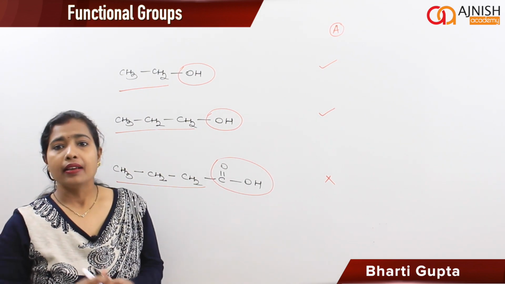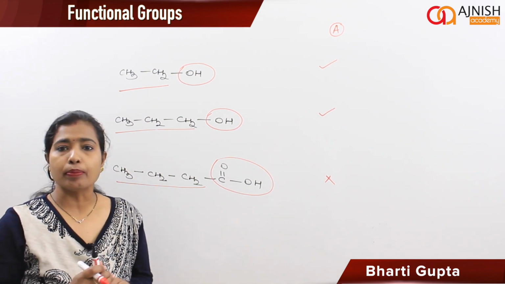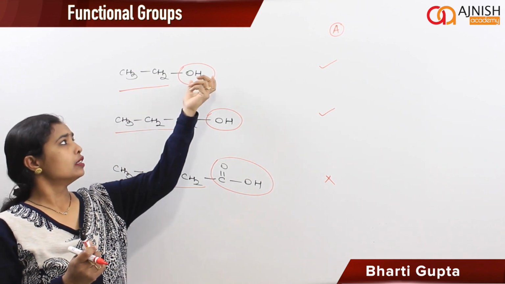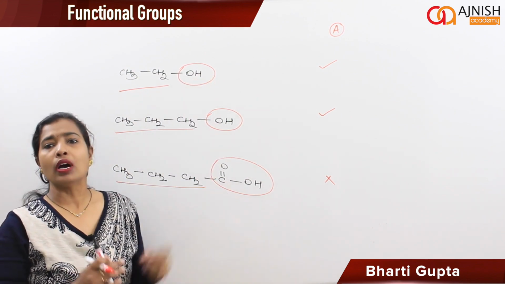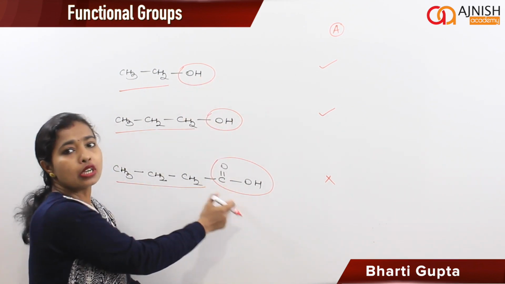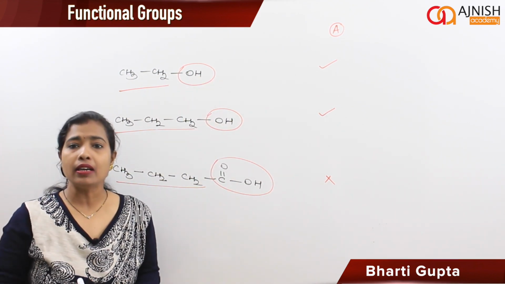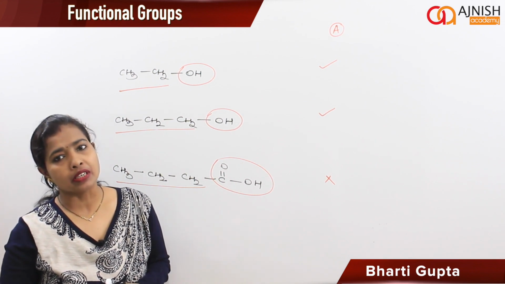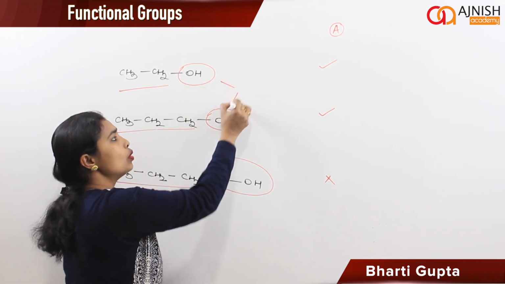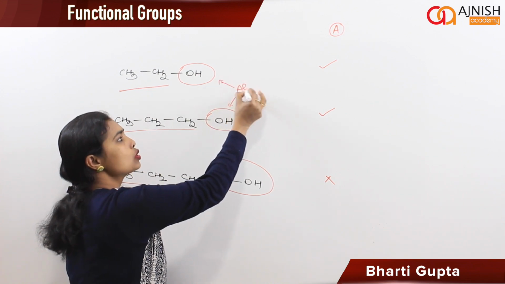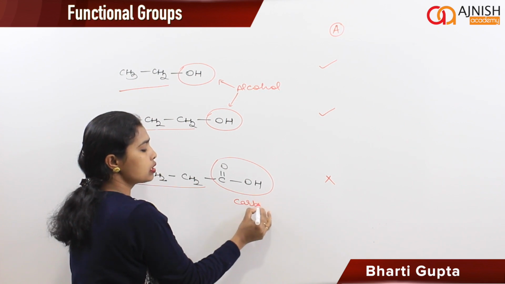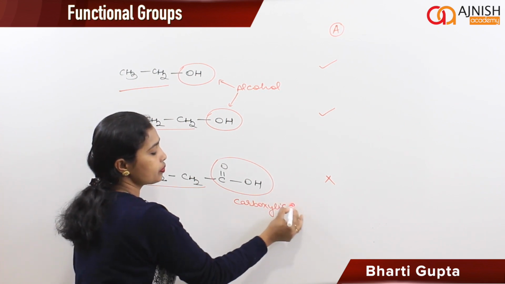So we can say the nature of chemical reaction in a compound is not decided by the carbon chain. It is decided by some other atom or group attached to the carbon chain. So we call these groups functional groups, which decide the type of reaction taking place in a molecule. These two have the same functional group, the OH group, which is called alcohol, and this is carboxylic acid.